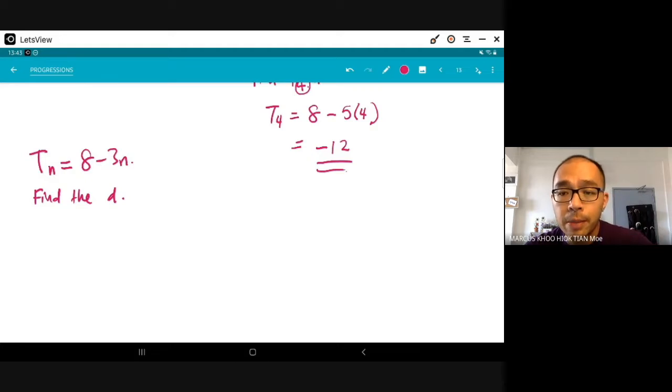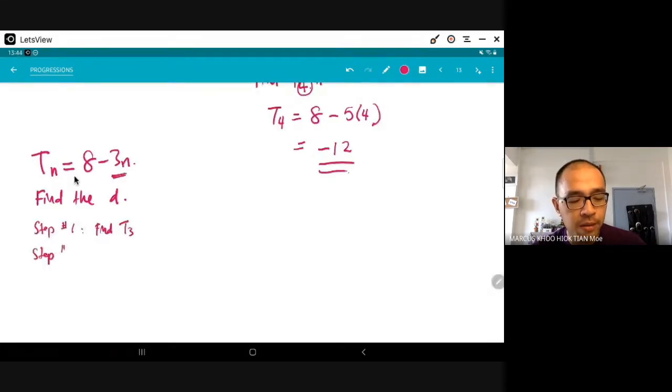Can you suggest? Type it out in the chat. Kasih cadang dengan saya. How do you find the D kalau dalam case ini? Step number 1, find T3. Step number 2, find T4. Okay, and then step number 3, T4 minus T3.